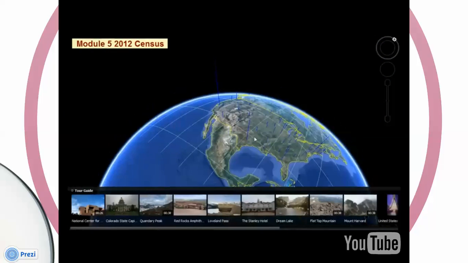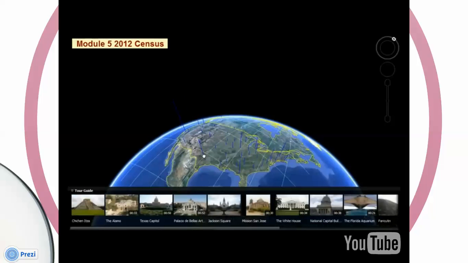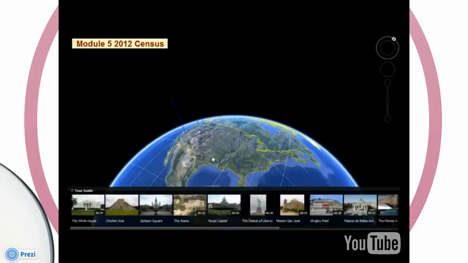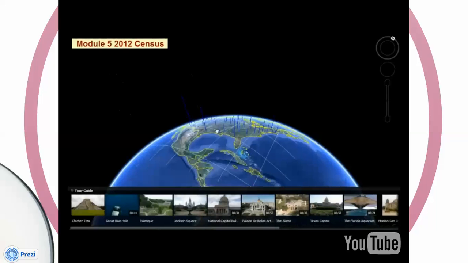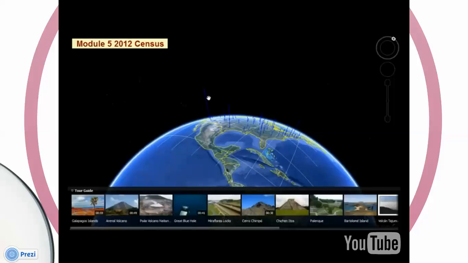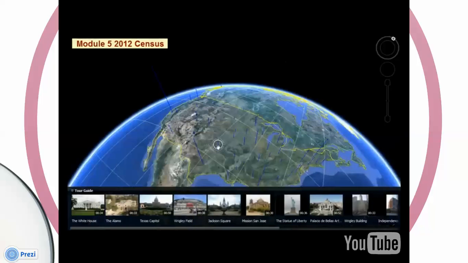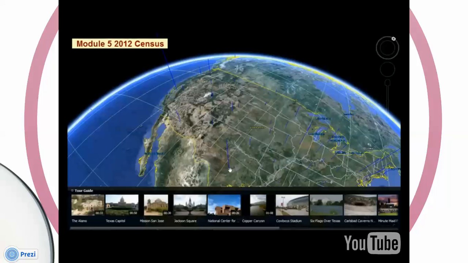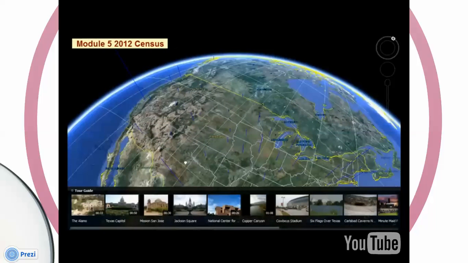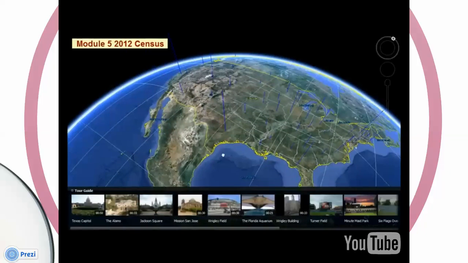So the data set that I chose to do was the 2012 census, same as I used in Module 4. And basically, I used population as my data type, so you can see the spikes in these little blue bars, which represent the population in certain states. And I did do it by state. For latitude and longitude, I chose the position of each state's capital, just to center everything and have it widespread so you can get a better look at the data.